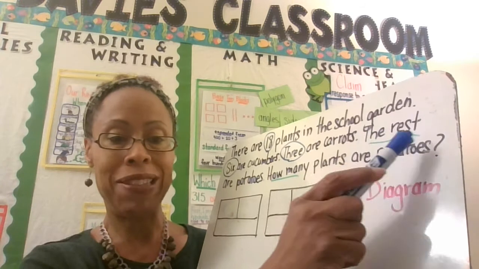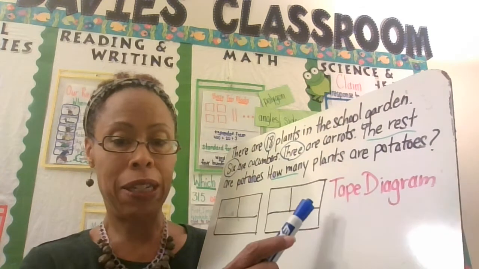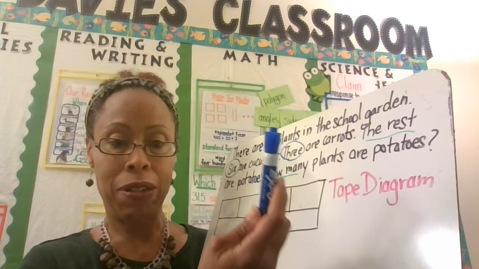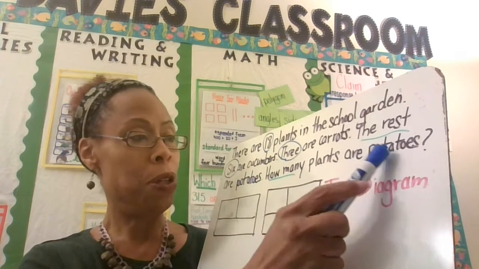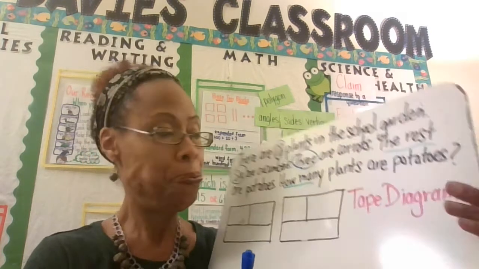When we think about the rest, that means what is remaining, what is the remainder of plants, the plants that are left are the remaining plants, and so those would be the potatoes. So how many of those are potatoes?